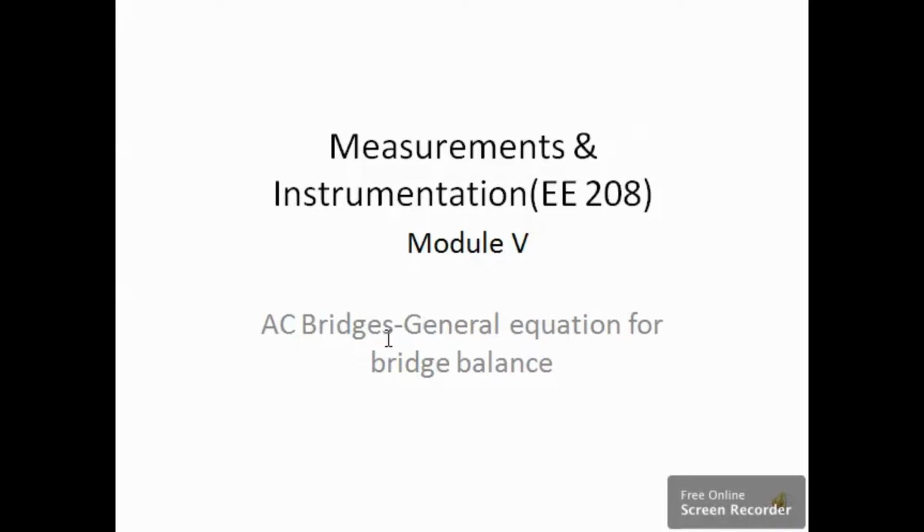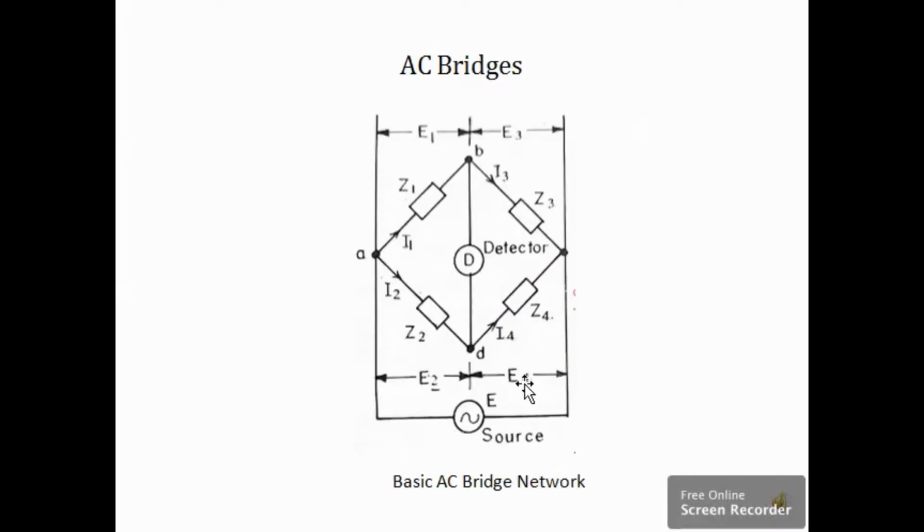Here in this video, we will derive the general expression for bridge balance. So, schematic diagram representation of basic AC bridge network. AC bridge means alternating current bridges. These methods are of outstanding importance for the measurement of electrical quantities, such as inductance, capacitance, storage factor and loss factor.